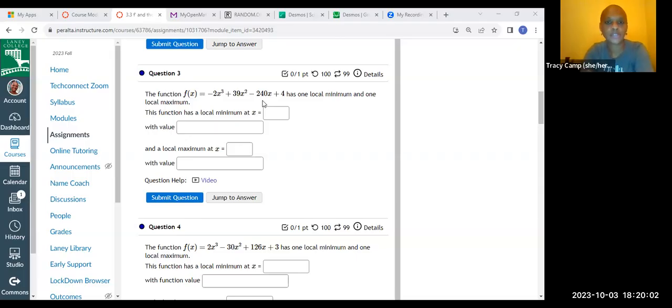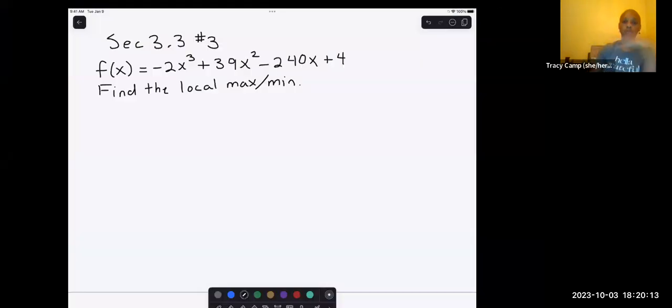It tells us that this function has one maximum and one minimum, and it asks us to find them along with their values. So we're going to go through the same process that we went through in the examples from the lecture to find out when this function's increasing and decreasing. And then based on that, we'll use the first derivative test to determine where we have a max and a min.